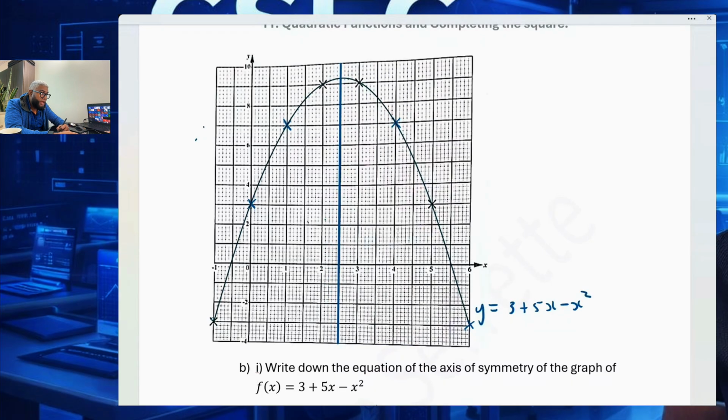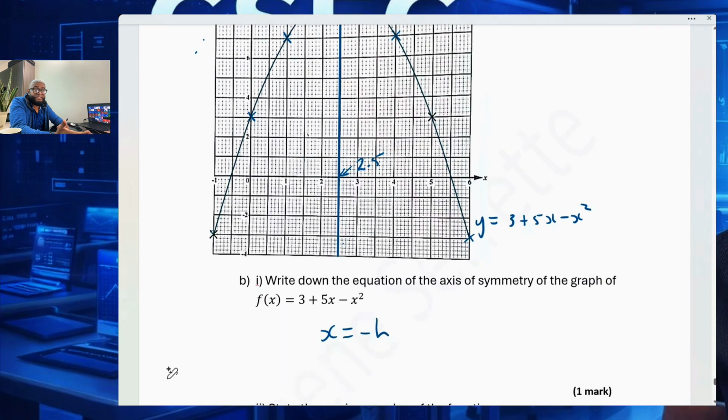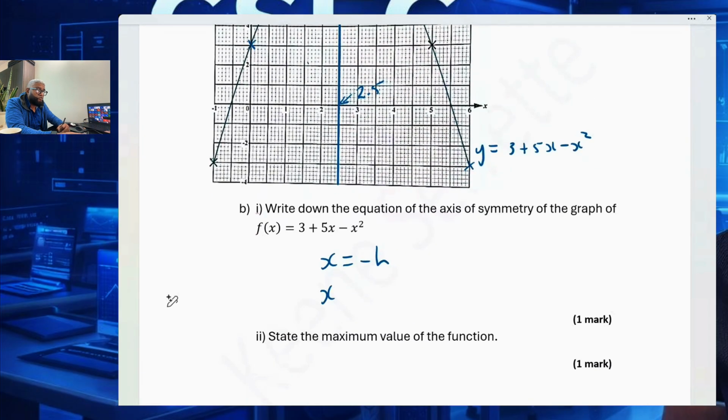So what is the x value here for this point? What is it? 2.5. All right. So in this question here, -h is actually just 2.5, right? So x will be equal to 2.5. This will be the equation of my axis of symmetry. All right. Okay. Indicating that -h is actually 2.5. Everybody clear there?